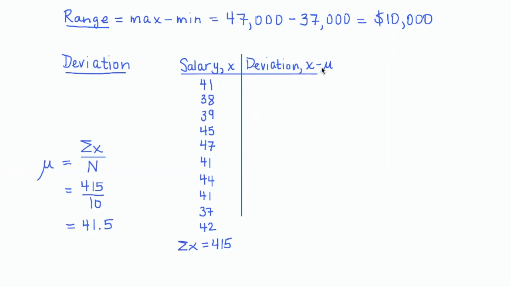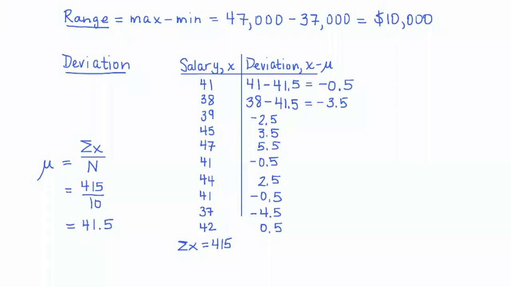So now to calculate the deviation, I take the value, the first one being 41, I subtract the mean, and I get a negative deviation. I get negative 0.5, which tells me that the first salary, 41,000, is $500 less than the mean. I'm going to continue subtracting all the way down the table and get my deviations. Right, so those are the deviations.